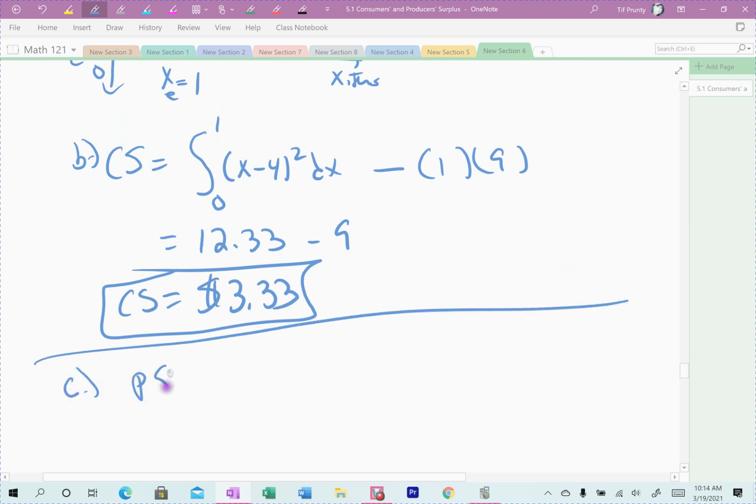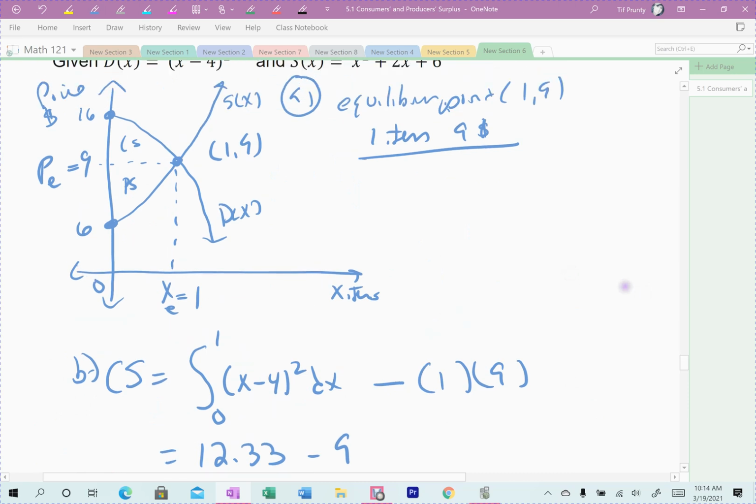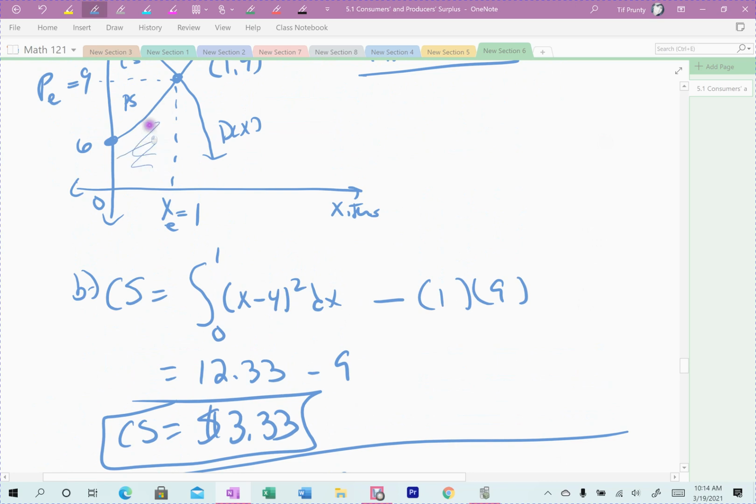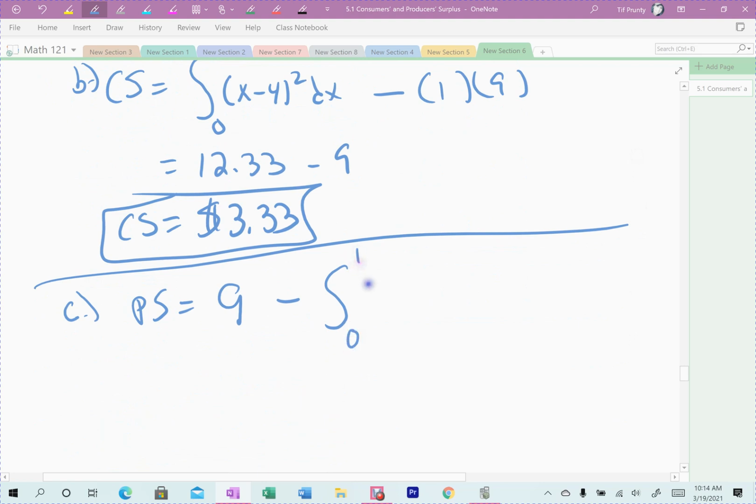And now the last part, the producer surplus. Alright, so the producer surplus, remember, is the area above the supply curve, under the revenue. And so the revenue is the big area, right? The producers get $9 for the one item sold. So 9 is the revenue generated, and then we integrate under the supply curve. We find this area here, and we subtract it, and that'll give us our producer surplus. So from 0 to 1 of our supply, which was x squared plus 2x plus 6, so 9 minus that, and it should be less than 9.